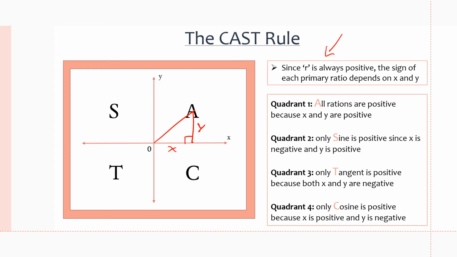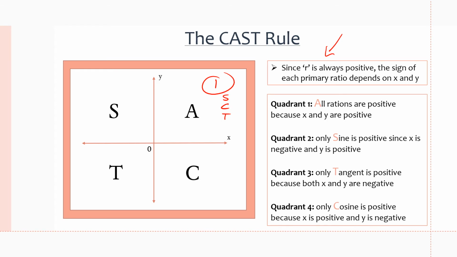So since R is always positive, all our ratios between X, Y, or R are going to be positive, right? Because we're always going to have a positive number over a positive number. So in quadrant number 1, every single ratio is positive. So sine, cosine, and tangent and their reciprocals are all positive.